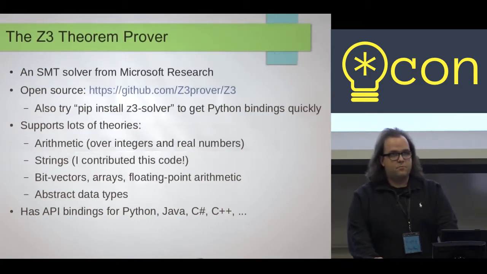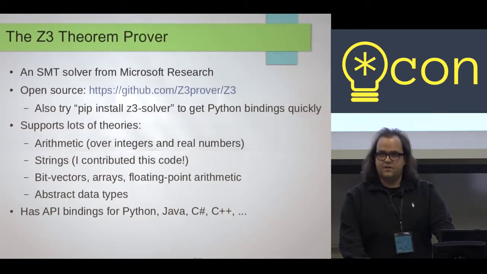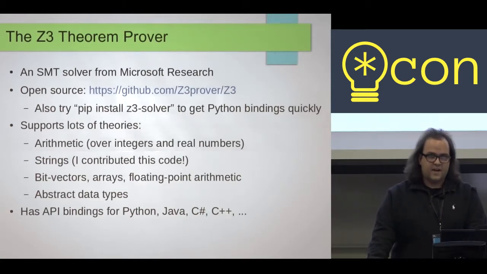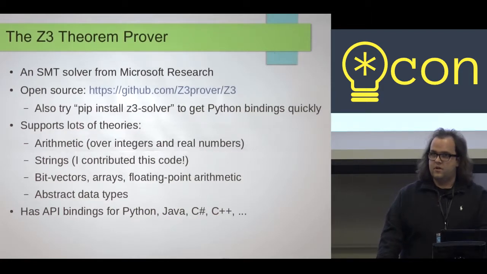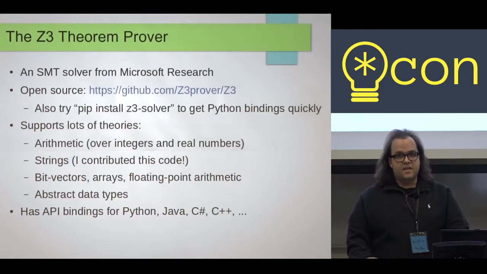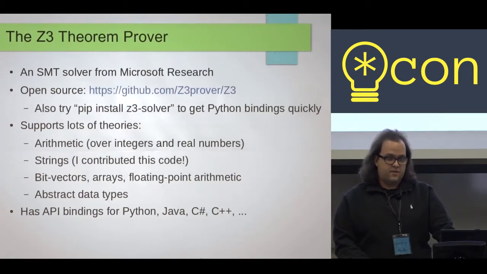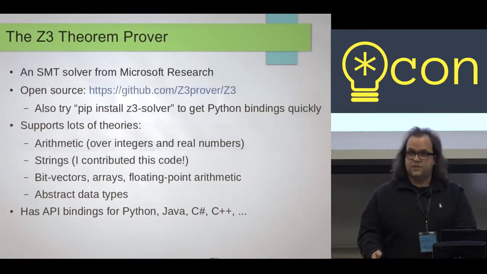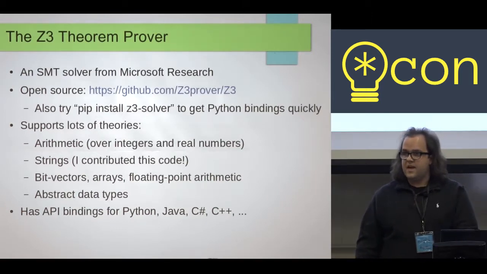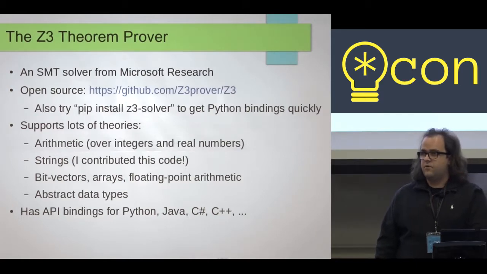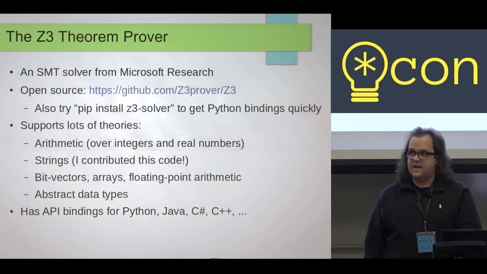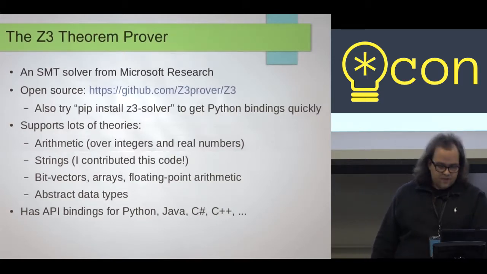Z3 can also reason about bit vectors and arrays and floating point arithmetic, which lets you model programs in low-level languages like C. And it can also do abstract data types. You can reason about data structures in standard ML, for example. Z3 also has API bindings for languages like Python, Java, C#, and C++. So it's really easy to integrate with different libraries and programming languages. If you need a constraint solver or a theorem prover in your project for whatever reason, you can grab these Z3 API bindings and integrate it and start using it right away.